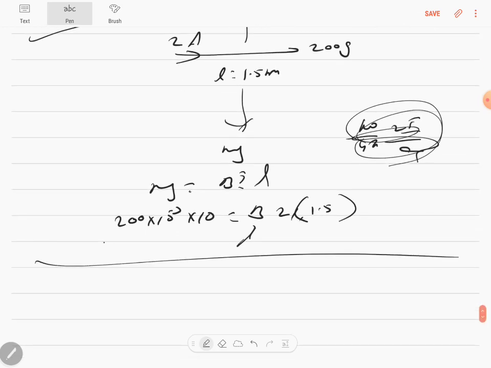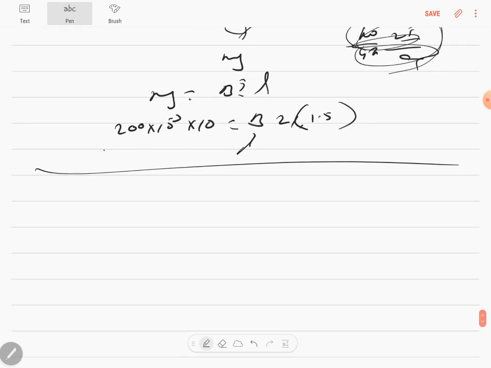So can I go to next? Tesla is the unit for magnetic field. Can I go to next sum? Example 58.